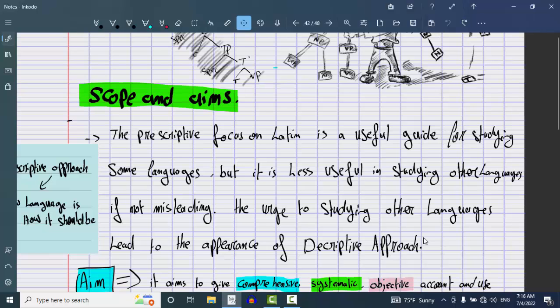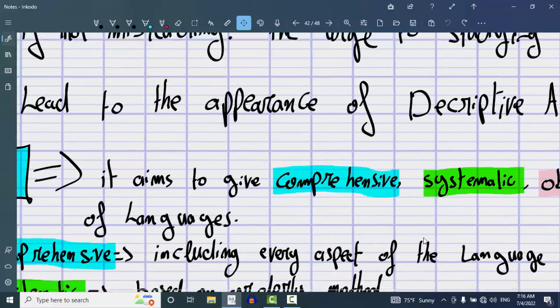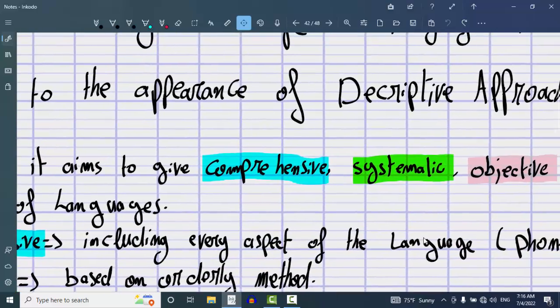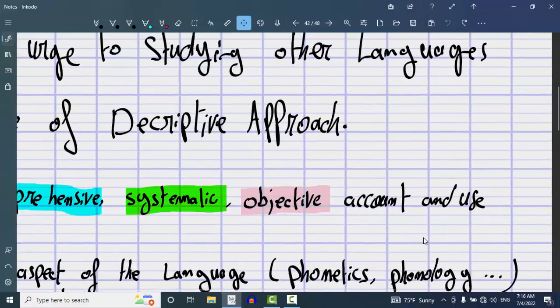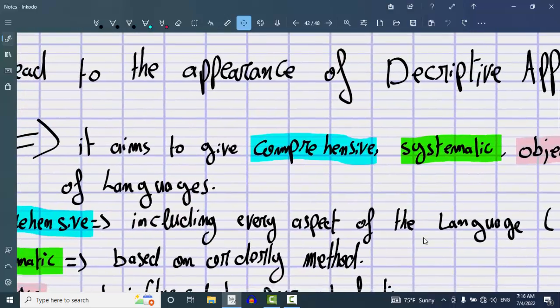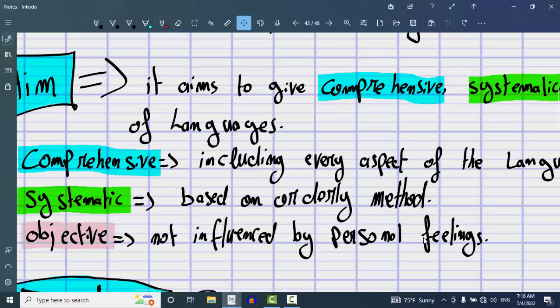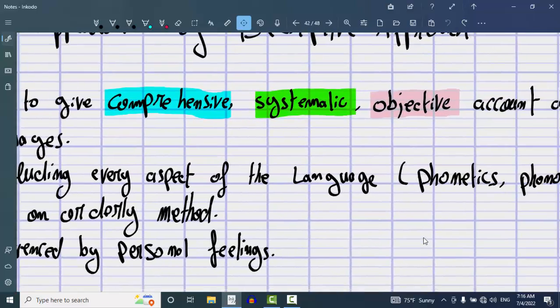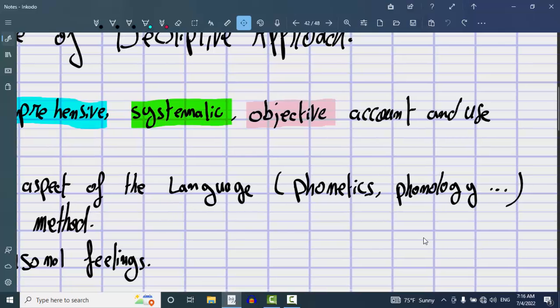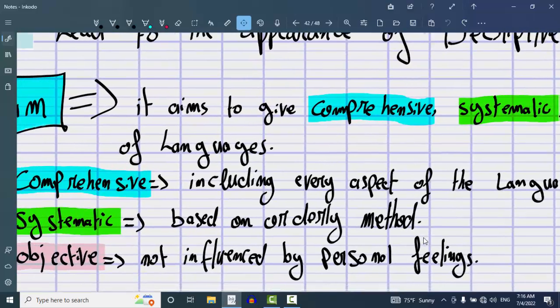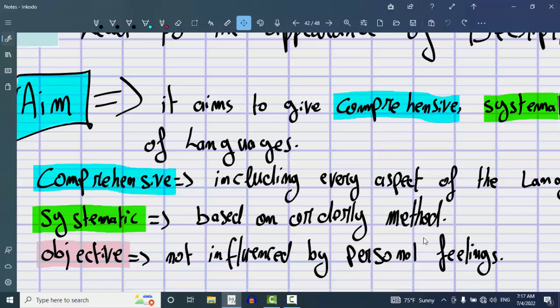So concerning the aim, it says it aims to give a comprehensive, systematic, and objective account of the use of languages. Now what do we mean by comprehensive? It means it includes every aspect of language such as phonetics and phonology. This descriptive approach, when describing a language, takes into account the phonetics and phonology of that language. It is also systematic. What do we mean by systematic? It means that it is based on an orderly method.